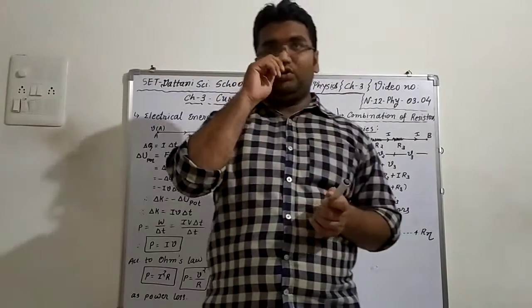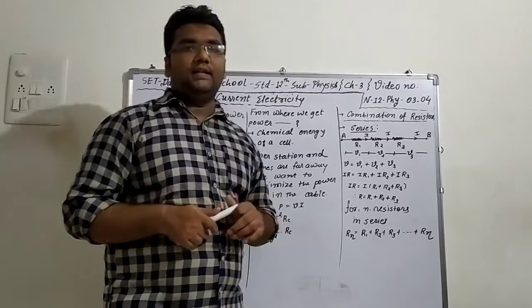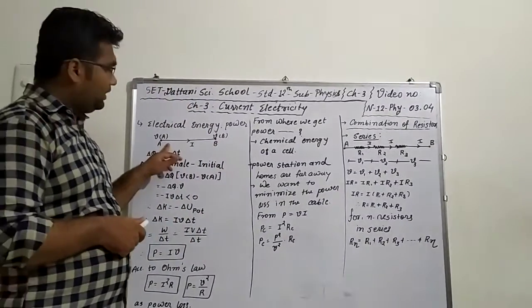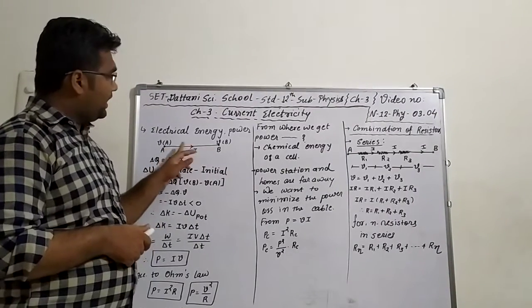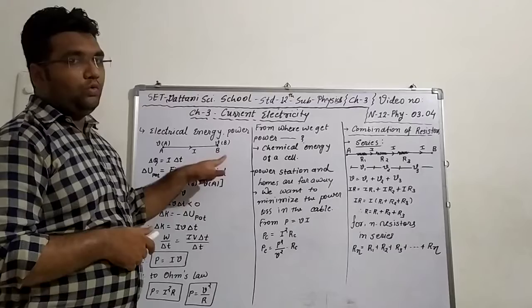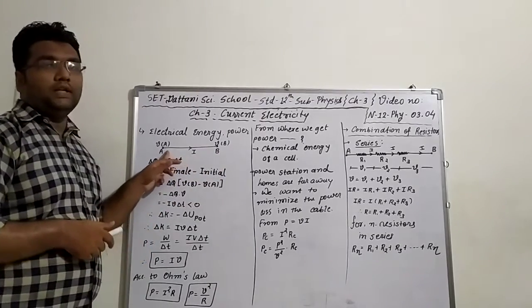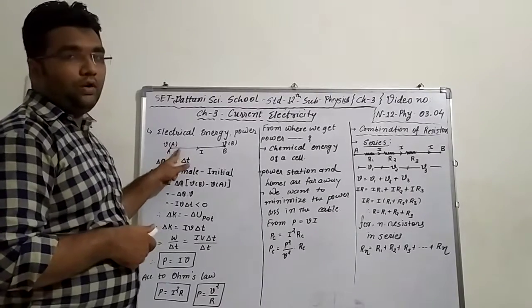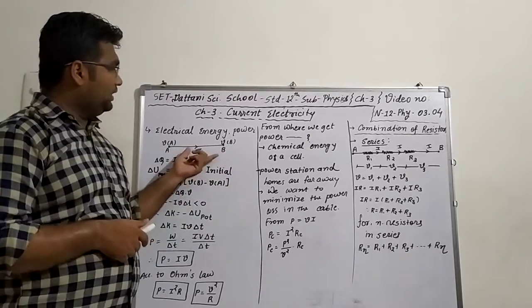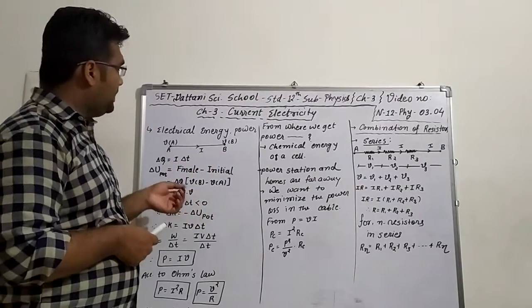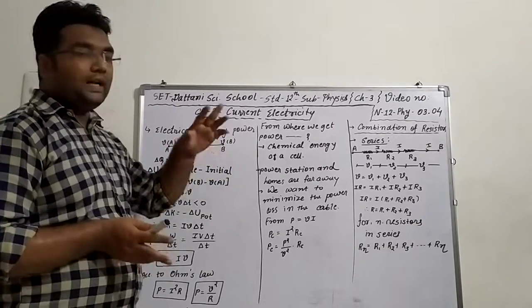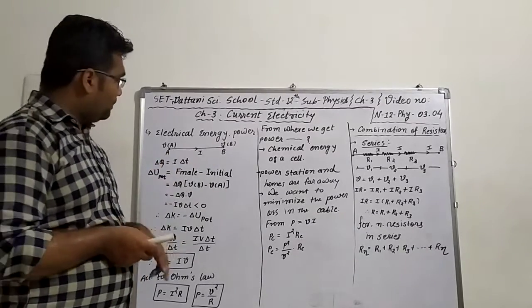Suppose you have a conductor which has two ends, one is A and the second end is B. The current I is passing through from end A to end B. The potential at end A is V of A, and at B we have the potential V of B. So this is our conductor having two ends A and B, and the current I is passing through it from A to B.